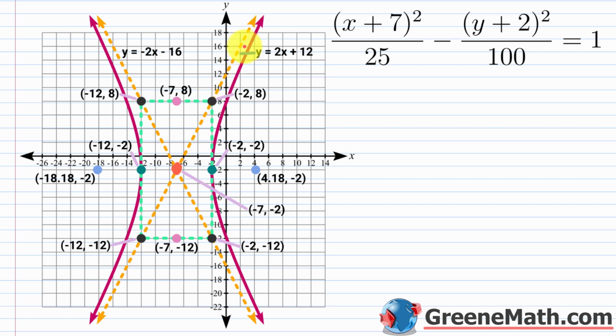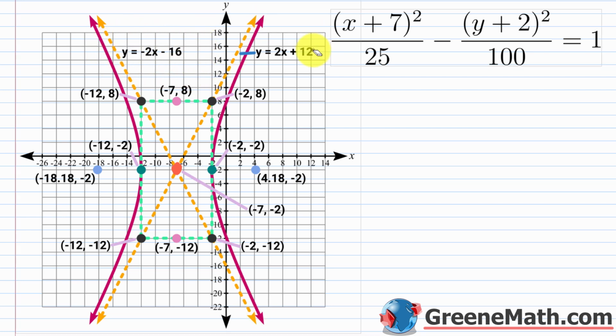Again, you can always extend the diagonals from those if you want the asymptotes that way. Otherwise, you can use your formula that we saw in that table, or you can use point-slope form if you need to. So this is the one that's positively sloped, so y equals 2x plus 12. Then this one is the one that's negatively sloped, and that's going to be y equals negative 2x minus 16.